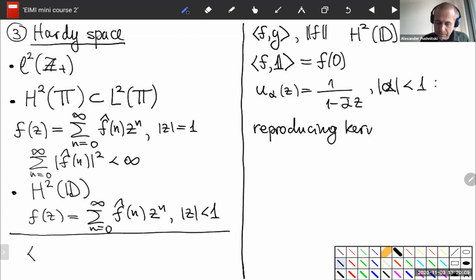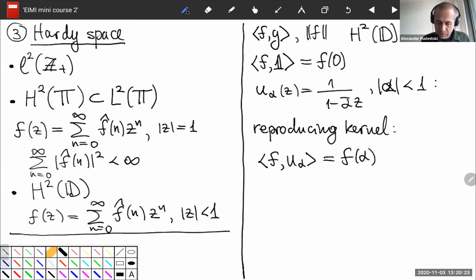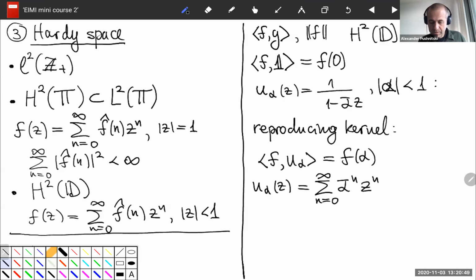Reproducing kernel, which means that if you take an inner product of f with u alpha, you recover exactly the value of your function at alpha. So you can do it simply by looking at the expansion. So u alpha of z, if you expand it like this, then if you write down the inner product with respect to this function, you'll see that this is exactly what happens.